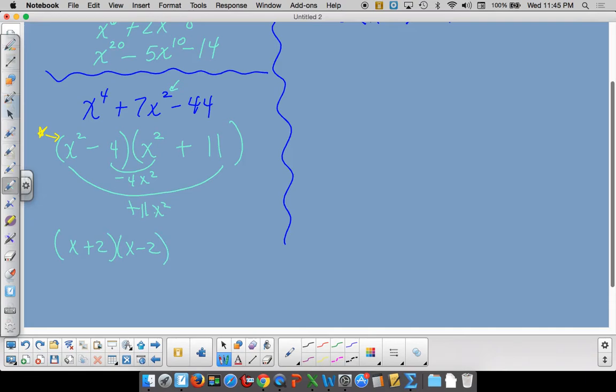X squared minus 4 goes down to a good old x plus 2 and x minus 2. Now, x squared plus 11, we said the plus version is not factorable, so that just stays x squared plus 11. But you wouldn't be completely done with this problem until you had gone that far. So you should always stop and look at what you think may be your answer and see, can I go farther? Because a lot of times you can.